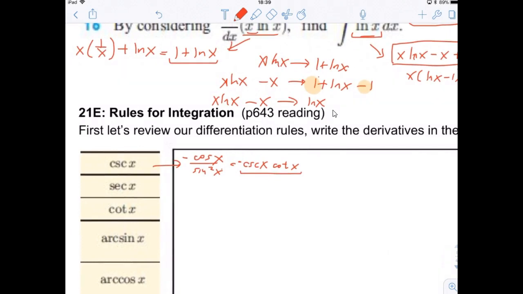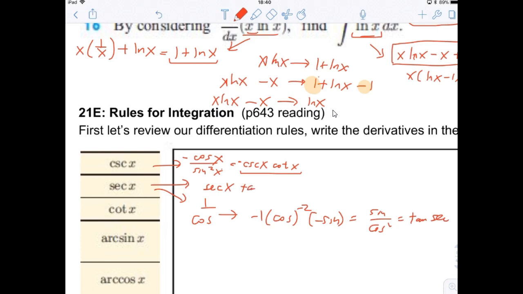Now, if we want to take the derivative of secant, remember that's 1 over cosine. So if we take the derivative of 1 over cosine, that would be negative 1 times cosine to the negative 2, and then we take the chain rule of cosine in there, it's negative sine. So what we end up with is positive, because the two negatives cancel each other out, sine over cosine squared, which is equal to tangent times secant. So the derivative of secant x is equal to positive secant x tangent x.